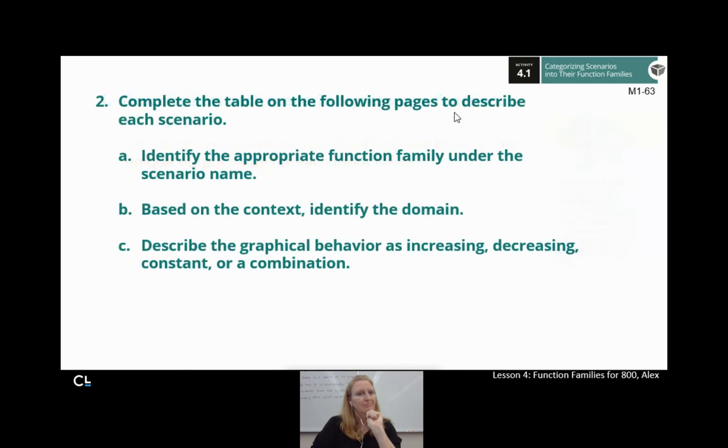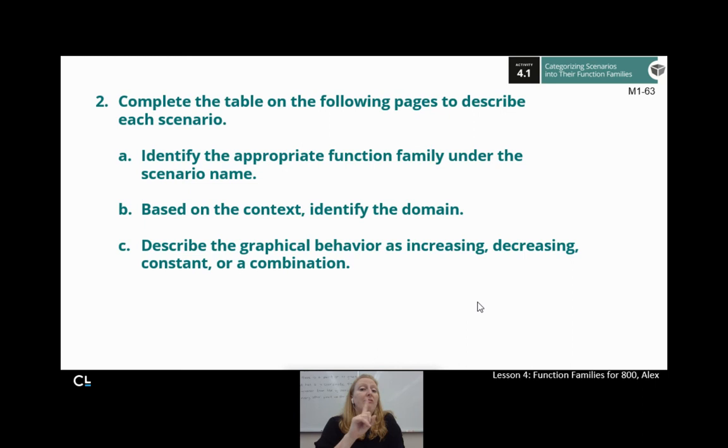So you have a table on the following pages. There are several things you're going to do with this table. You're going to complete the table to describe each scenario. So you'll notice the scenarios are from way back at the very beginning of this unit. And for each one, I want you to identify the appropriate function family under the scenario name.